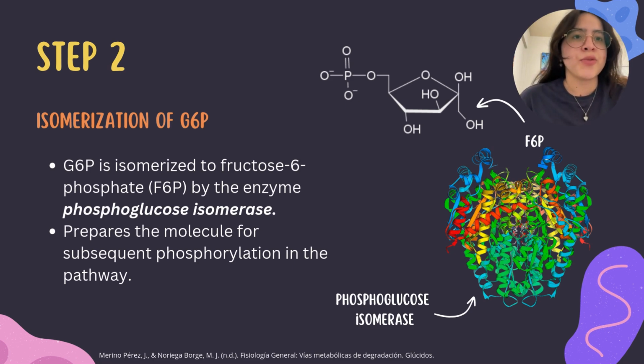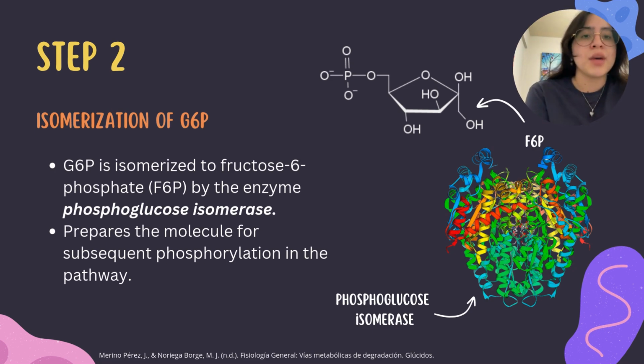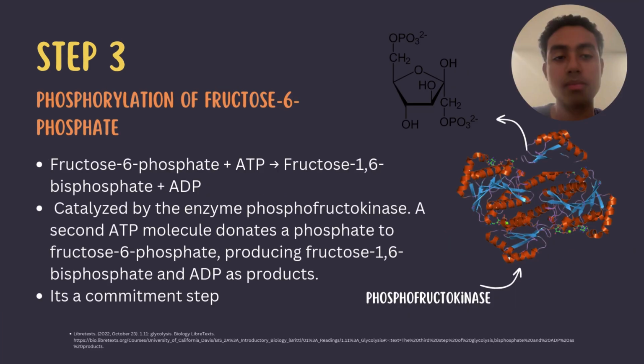G6P is isomerized to fructose 6-phosphate by the enzyme phosphoglucose isomerase. This step prepares the molecule for subsequent phosphorylation in the pathway. In this third step of glycolysis, fructose 6-phosphate gets one phosphate added through an enzyme catalysis and converts itself to fructose 1,6-bisphosphate. The enzyme here is phosphofructokinase, and this step is known as a committed step because it's heavily regulated.